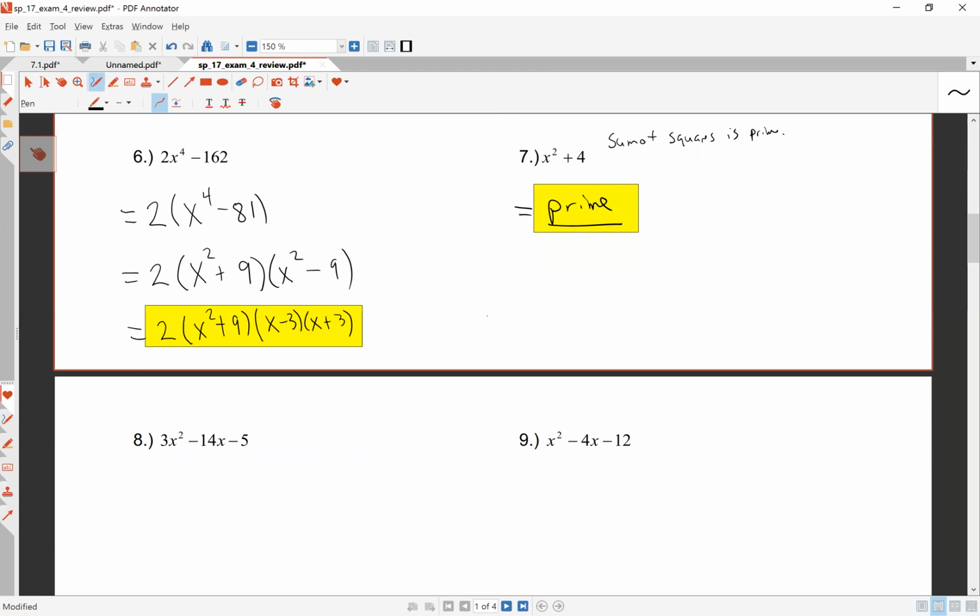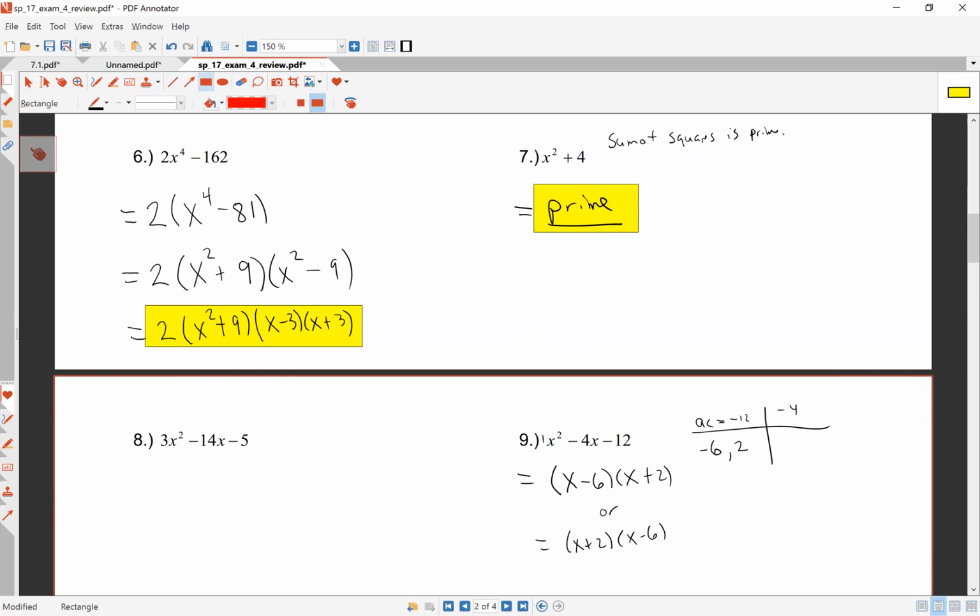Okay, then we look at a couple of trinomials. In number 9, if the a is 1, the AC method turns into negative 12. That adds to negative 4. The pair of numbers that give me negative 12 that add to negative 4 are negative 6 and 2. When the leading coefficient is 1, it's like magic. All we do is put those numbers back in their respective places and get x minus 6, x plus 2. Now, you're always welcome to write it in the other order as well. X plus 2 times x minus 6. Either one is okay.